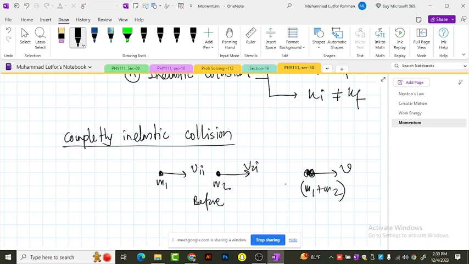As an example, if you drop an egg, it shatters on the floor. Right after the collision they stick together; that is a completely inelastic collision. Or if you drop a marble or a steel ball, it strikes the mud and stays inside the mud. It also sticks together. That's called a completely inelastic collision.